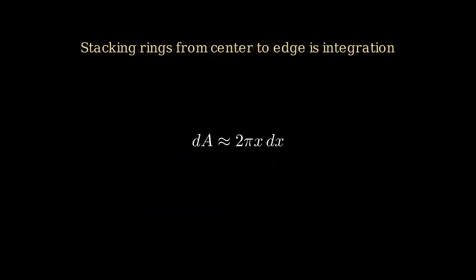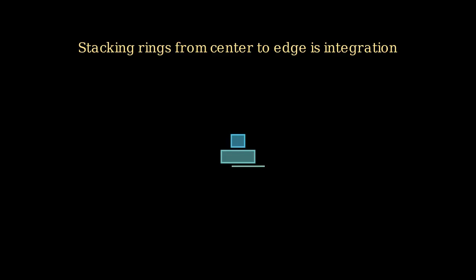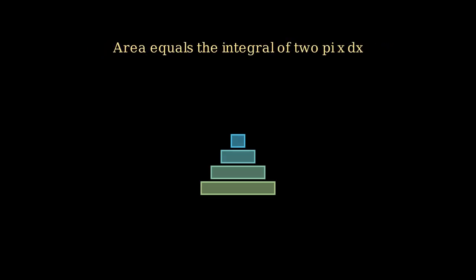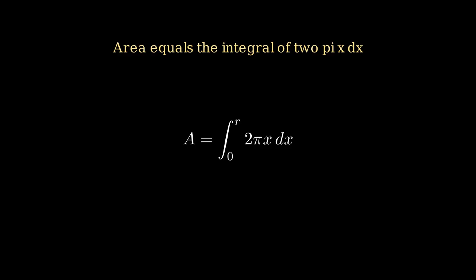Now stack up every one of those unrolled rings from the very center, x equals 0, out to the edge, x equals r, and adding up infinitely many infinitely thin rings is exactly what integration means. That gives us the area as the integral from 0 to r of 2 pi x dx.